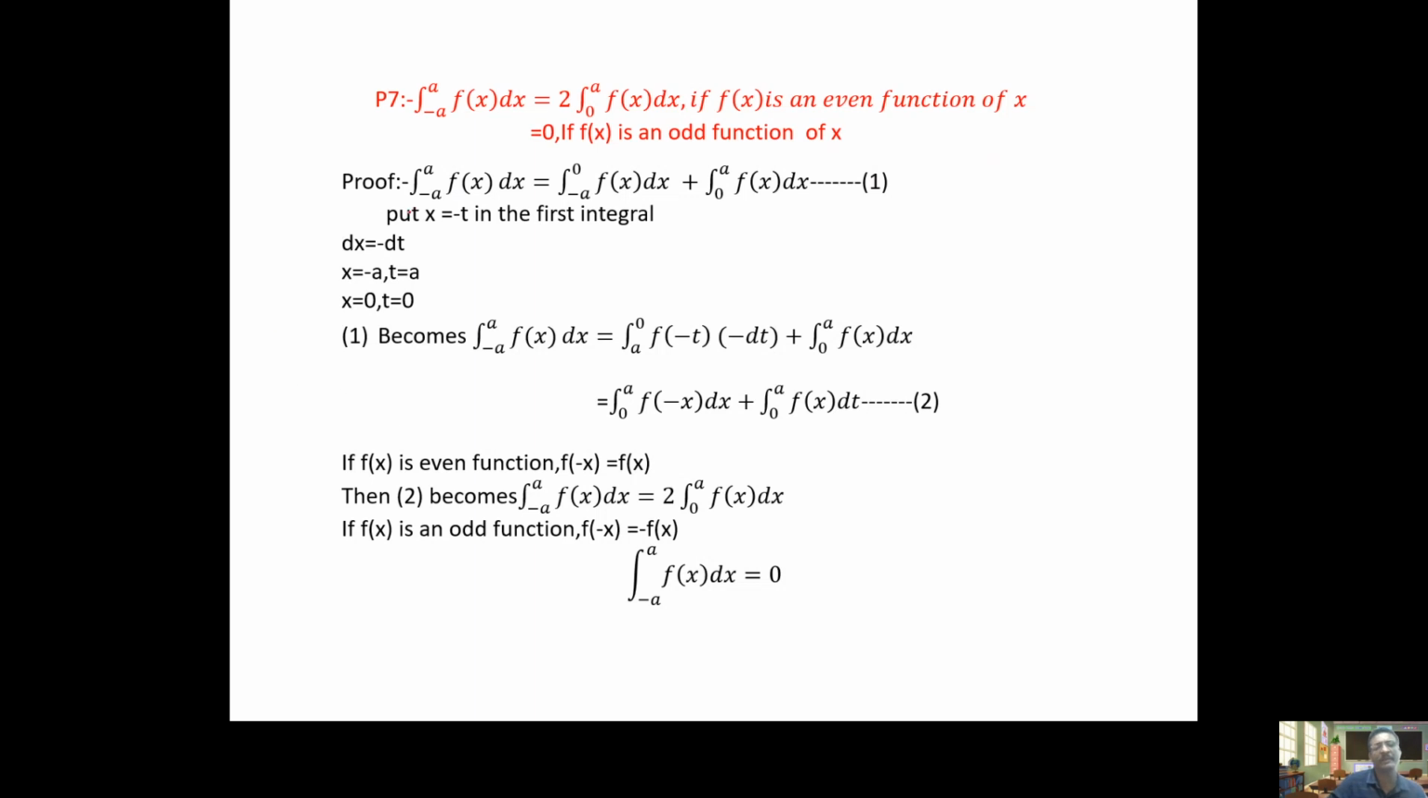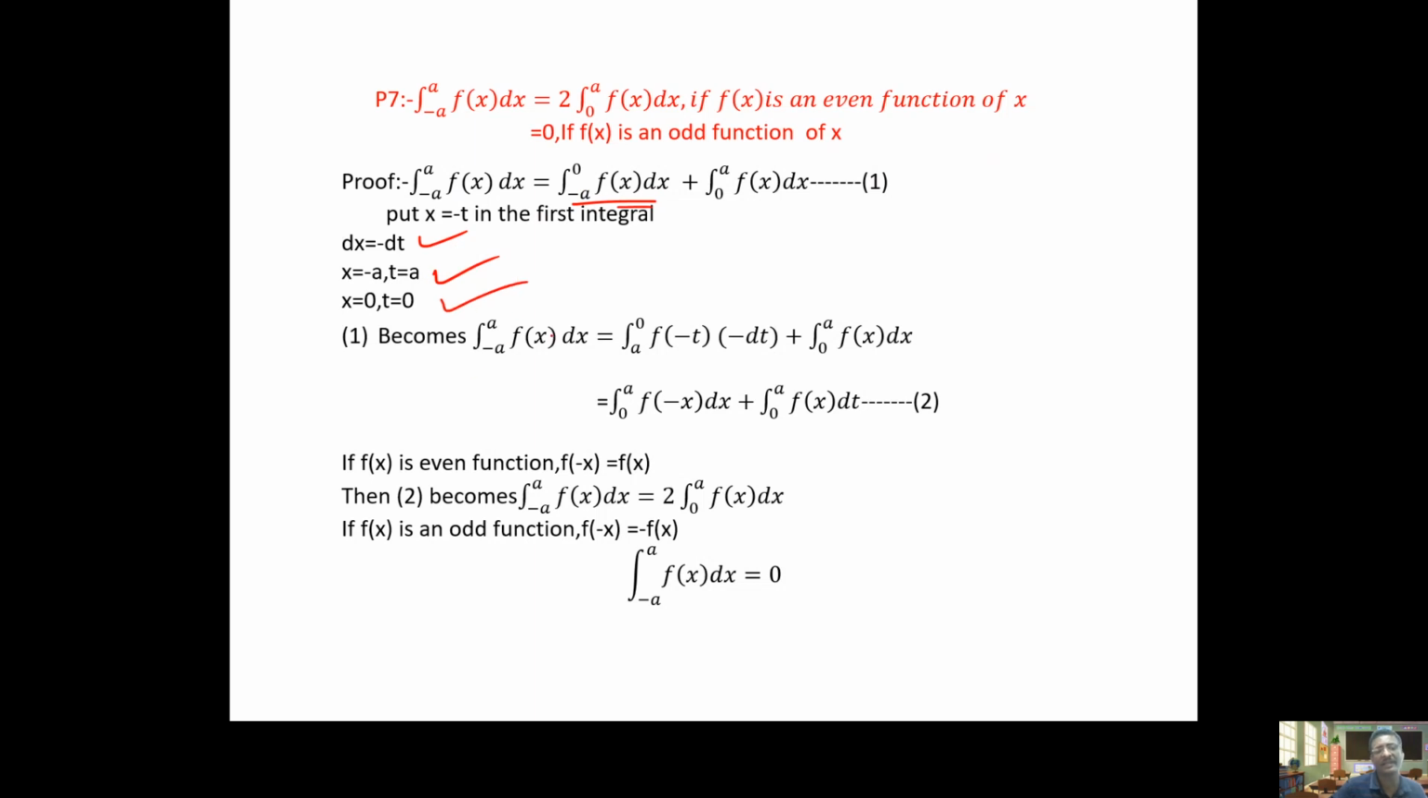So you have to split by property 3. Minus a to a f of x dx is equal to minus a to 0 f of x dx plus 0 to a f of x dx. Now in the first integral, put x is equal to minus t. X is equal to minus t means what is dx? Dx is minus dt. X is equal to minus a means t is equal to a. X is equal to 0, t is equal to 0.